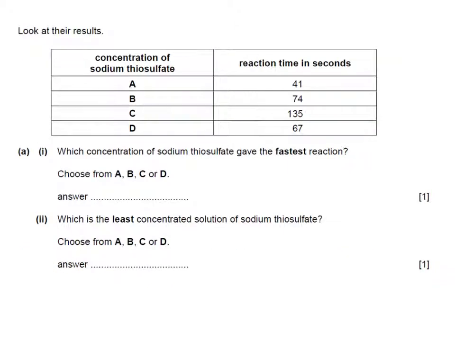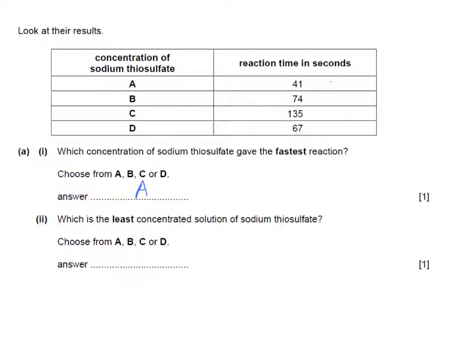We're asked to look at the results, and the different concentrations of sodium thiosulfate gave us different reaction times. Now, which concentration of sodium thiosulfate gave the fastest reaction? Well, the fastest reaction will be the one which is over in the quickest time, which is here at 41 seconds, and therefore the answer to that part is solution A.